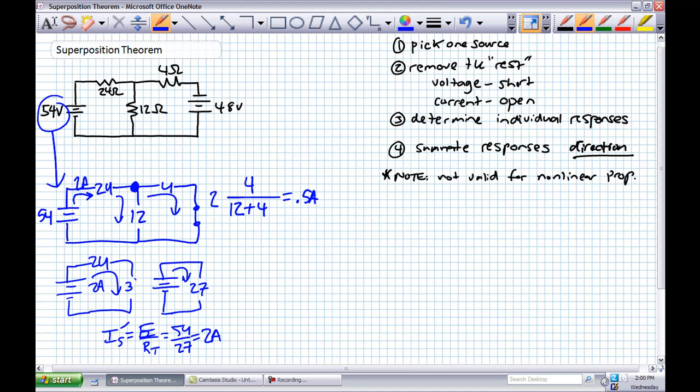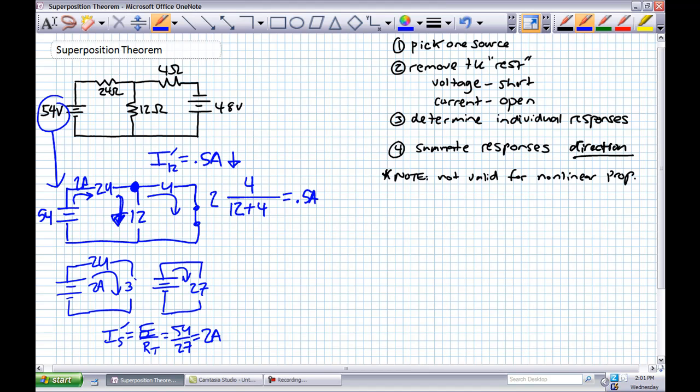Now, super critical. What's the direction? Down. So according to my 54 volt source, my induced current in the 12, I12 prime, is 0.5 amps. And I'm going to put this thing here as a reminder that it's going down. Okay? Don't worry about pluses and minuses just yet. Just say it's going down for now.